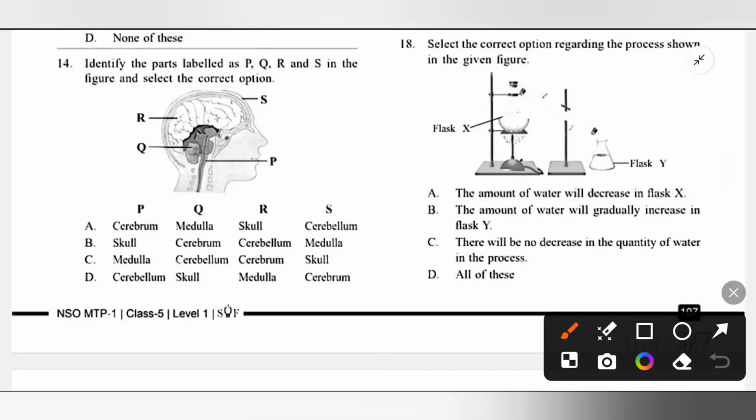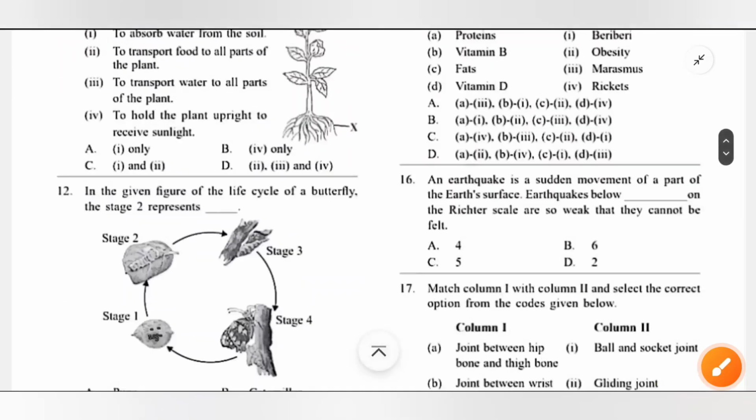Identify the parts labeled as P, Q, R and S in the figure and select the correct option. So we know P is medulla oblongata. So option C is the correct answer. Okay. And then R is cerebrum, and then Q is cerebellum, and then S is skull. Okay. So P medulla, Q cerebellum, R cerebrum and S skull. So option C. 15th one.